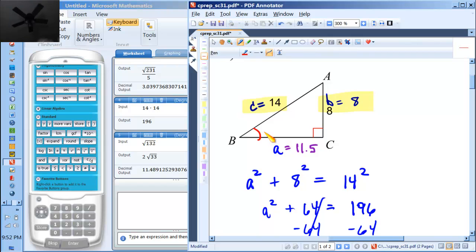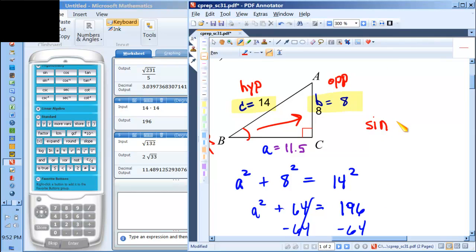Alright, so now I need to figure out which trig equation to use. Well, if I'm solving for angle B, and I'm sitting there behind angle B, looking across the triangle, what side is the side that is 8 in length? Well, that would be the opposite side. What side is the side that's 14 in length? Well, that's the hypotenuse. Which trig function uses opposite and hypotenuse? Well, that's SOH from SOHCAHTOA. So that must mean my trig equation is going to be sine.